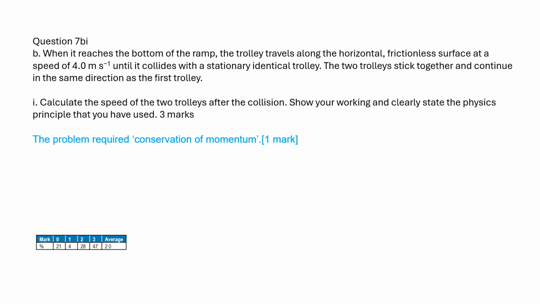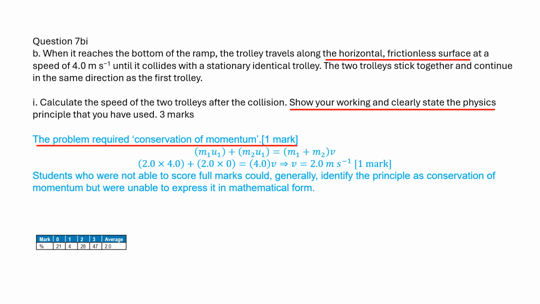Since the horizontal surface is frictionless, the momentum is conserved. Using the conservation of momentum, we calculate the speed of the two trolleys after the collision. For 4 marks, please state the conservation of momentum first and then calculate the equations.